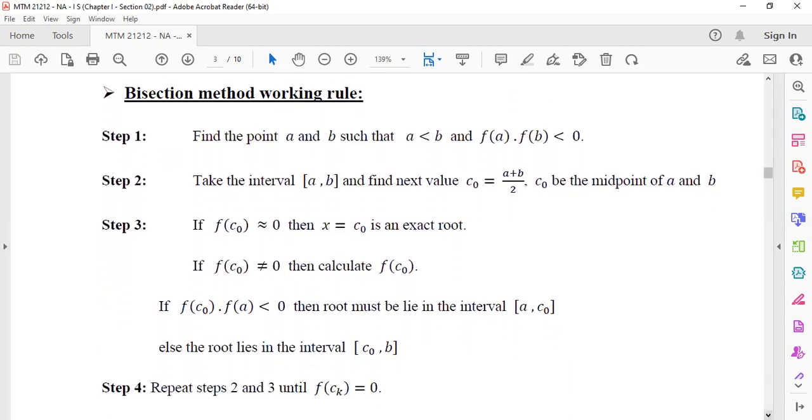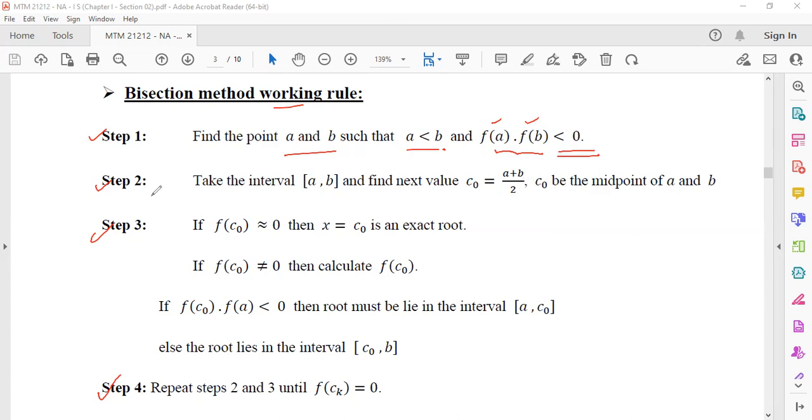Please read this working rule. Like our ODE, we have some working rules to do things now. Solution methods. Likewise, the bisection method also has some working rules, let's say four working rules. First one is to find the points a comma b. Sometimes they may give you a comma b, otherwise you have to find them, as I have told you. You have to find a comma b such that a is less than b, and if you substitute f of a and f of b and multiply both, the product should be less than 0. That is our first step.